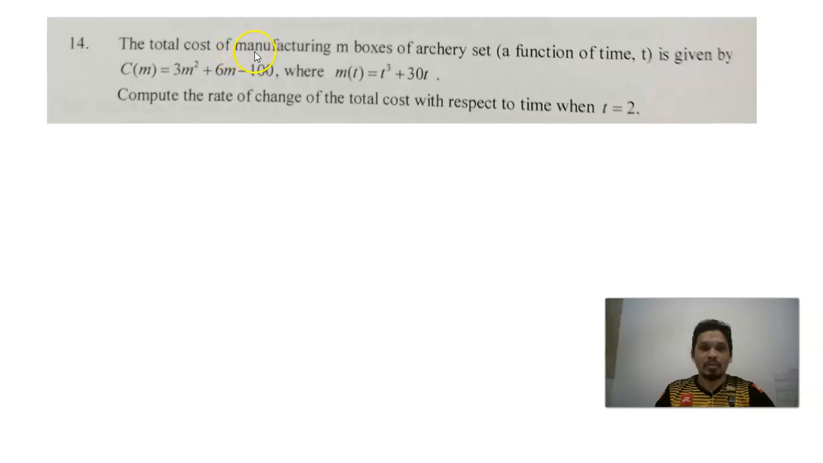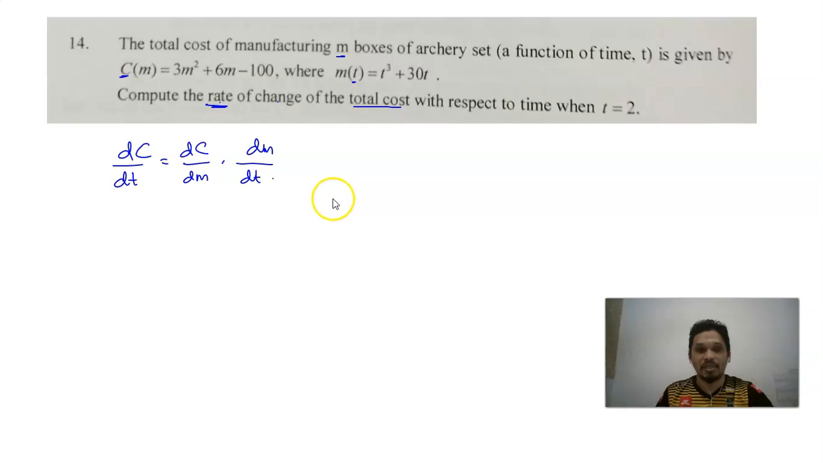Now, the total cost of manufacturing m boxes is given by this function C, the total cost of manufacturing m boxes, the number of m boxes, and also m with a constraint of time. Compute the rate of change of total cost, dC/dt. So we come up with a formula of this, dC/dt. Now, it's time for us to find out what is the change of cost with respect to what? What we have as the variable m is the number of boxes, so dC/dm and dm/dt.